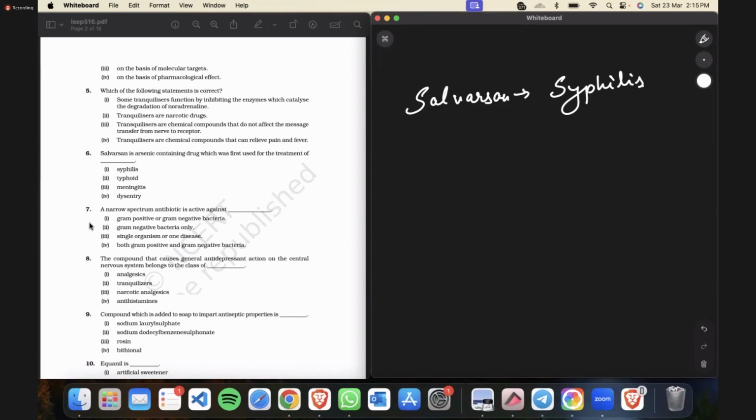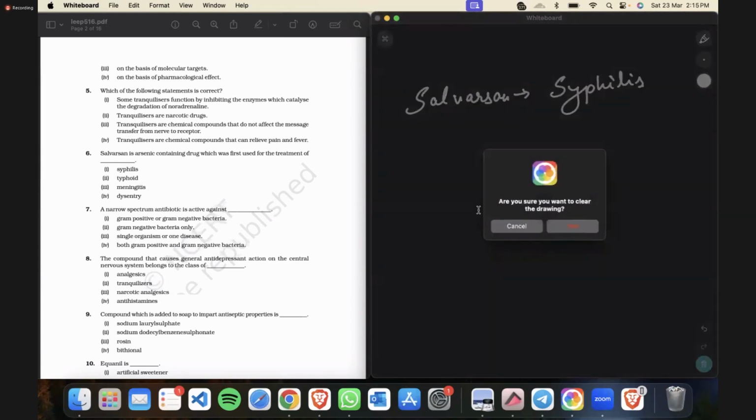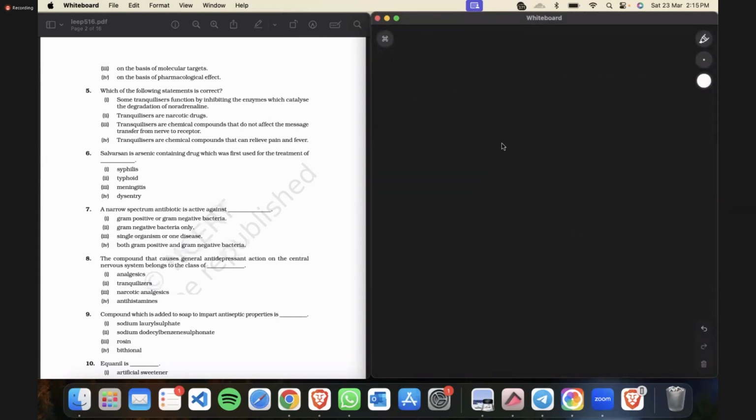Question number 7. A narrow spectrum antibiotic is active against what? Now, narrow spectrum. These are some things that you just have to remember. You have to cram these things up. A narrow spectrum antibiotic is active against gram positive or gram negative bacteria. So highlight it over there.